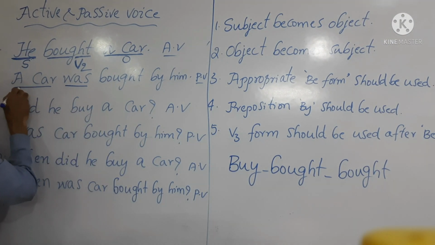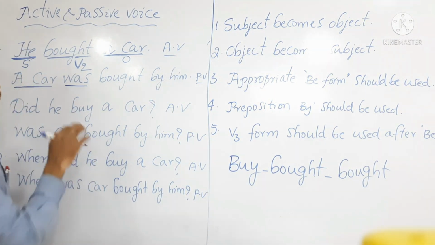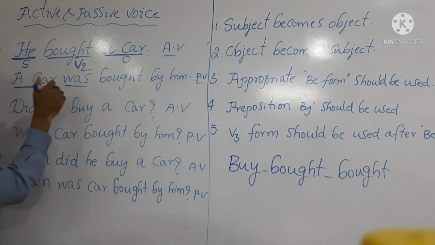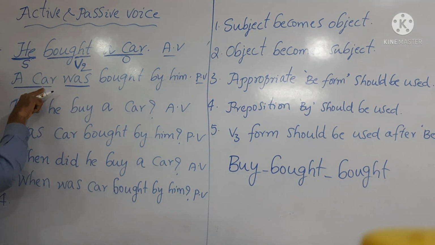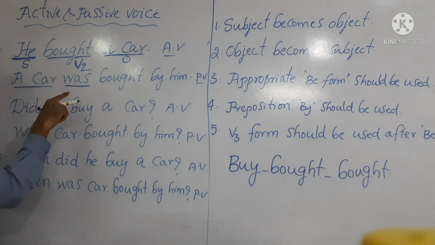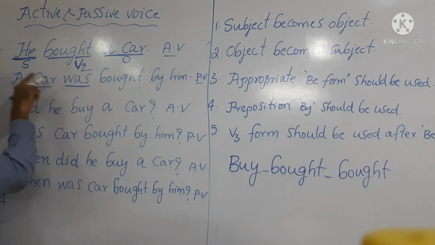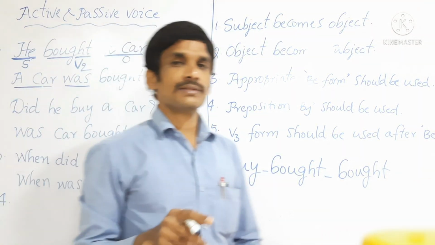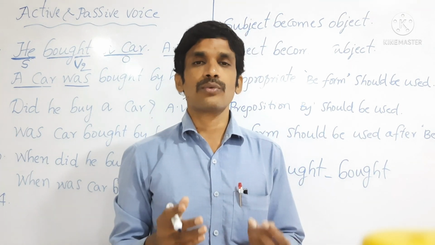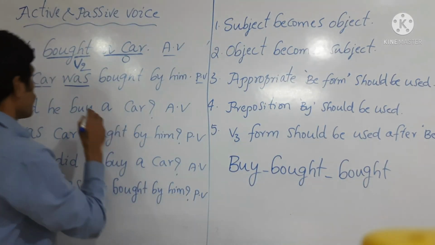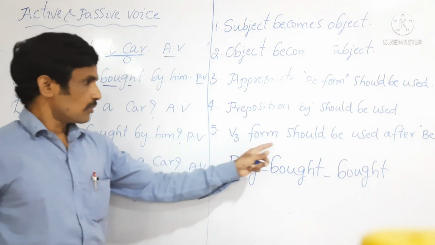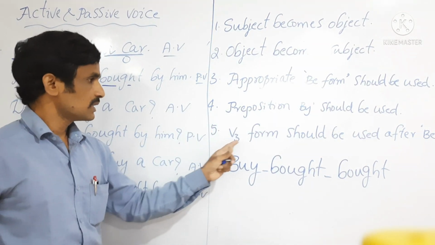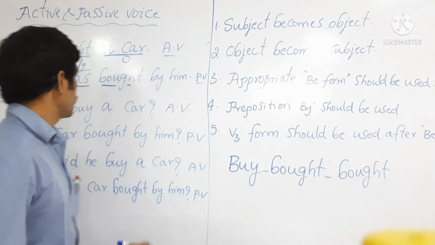Is it singular or plural? Yes, you are right. It is singular. That's why we have to write was. If it is plural, cars, then what we have to write? We have to write were. Since the subject in the passive voice is singular, we have to write was. After that, third form of the verb we need to write. V3 form should be used after be form.